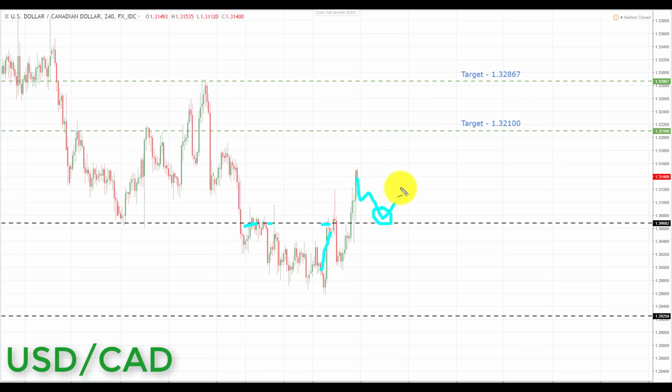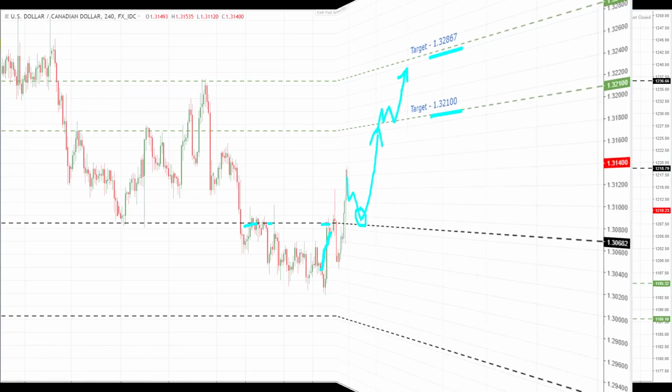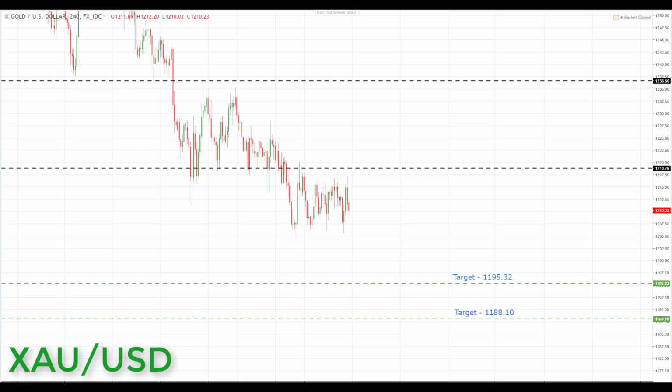And we're going to be looking at initiating longs in the US Dollar CAD up to the next key area of resistance to the upside and the target set at the 1.32100. And if we can get a breakthrough here, we're going to be looking up towards the next key area of resistance to the upside and target 2 at the 1.32867. And last but not least, we have gold.